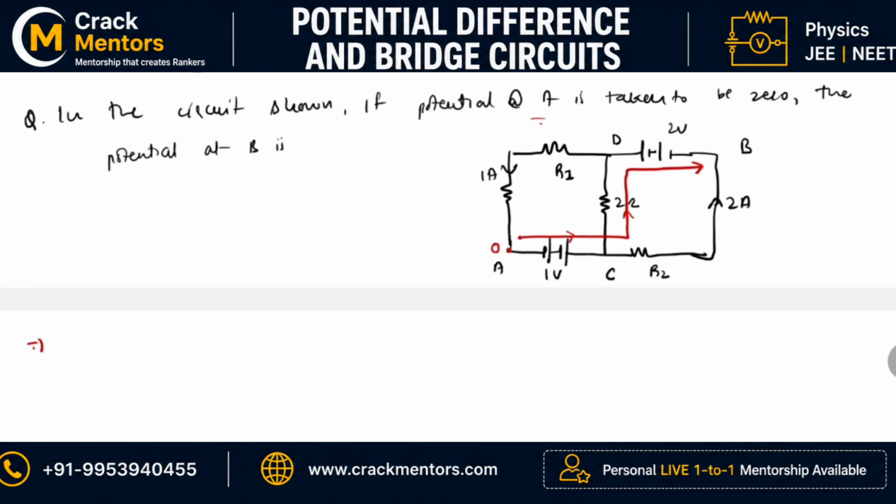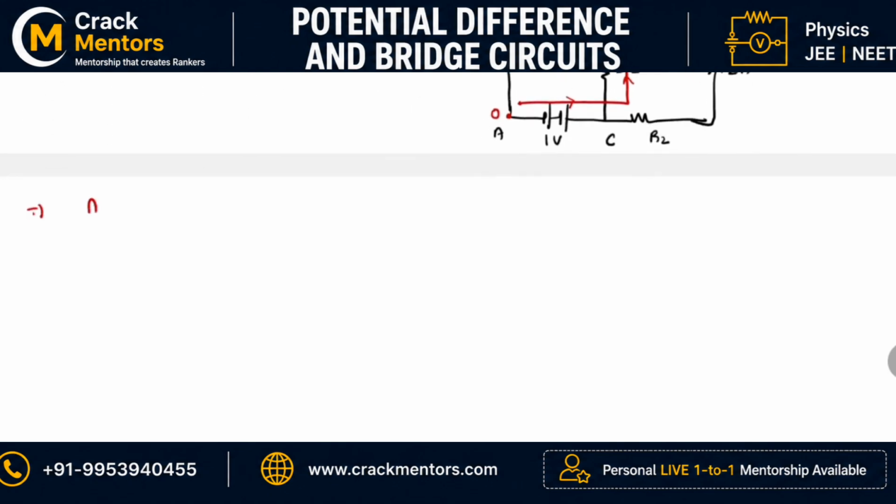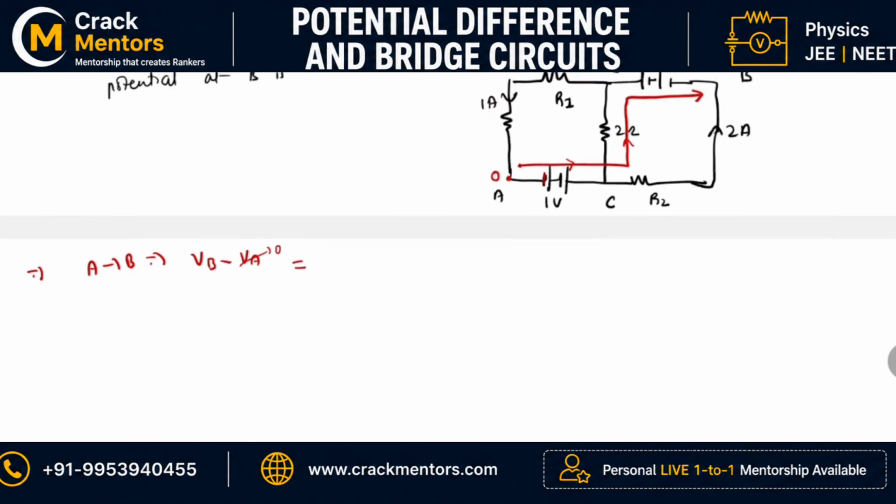Okay, let's check for you. So I am going from where to where? I am going from A to B. Therefore you will be writing potential at B minus potential at A, and the potential at A is equal to 0. Okay, this is equal to what? So you are going from the negative to the positive terminal, so plus 1. Now you are going across the 2 ohm resistor. And what about the direction of the current? Well, 2 ampere current is going here like this. 1 ampere current is being depicted here.